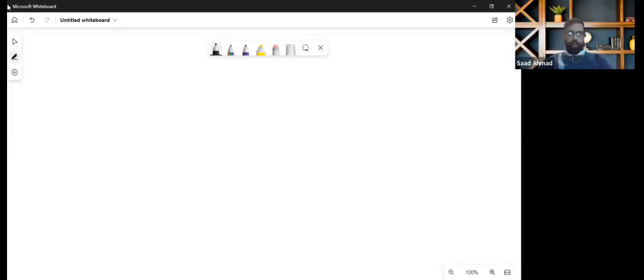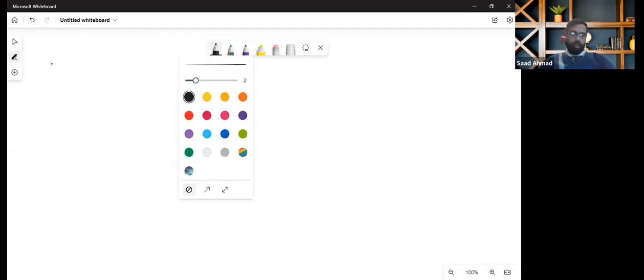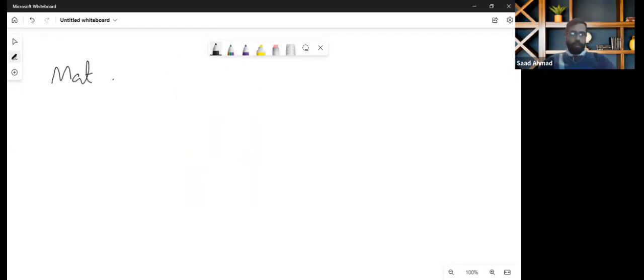Today we are doing three things: matrices, determinants, and probabilities. Let's start with the matrices. So a matrix is a mathematical object that is made of arrays, right?